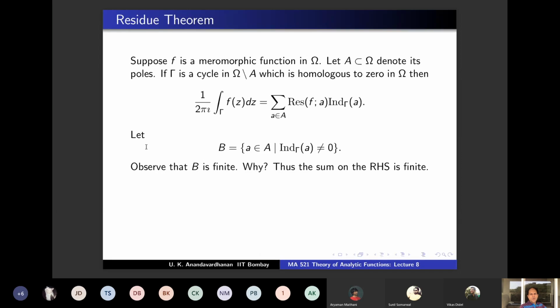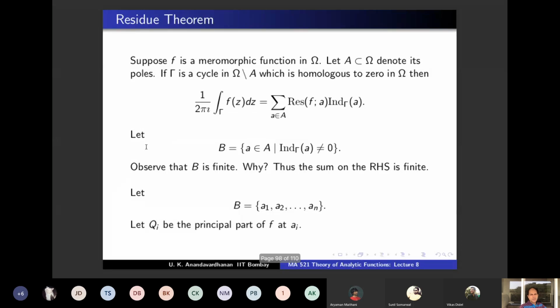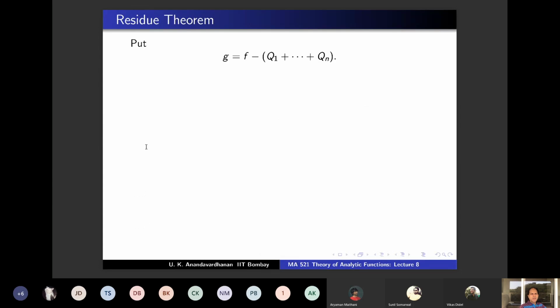So the sum on the RHS is finite. So we can enumerate. It's a finite set. So let A1, A2, etc., AN be this set, and let Qi denote the principal part of f at Ai, and then we are going to adjust this f. So take g to be f minus the sum, so it's a finite sum of principal parts. Qi is the principal part at Ai, and you take this.